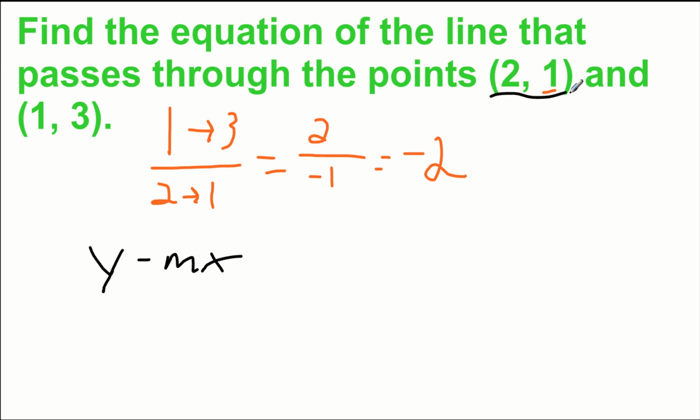So if I use this ordered pair here, my y value is 1 minus m, my slope, that's negative 2, times the x value, positive 2. Multiplication gets done before any addition or subtraction. So negative 2 times 2 is negative 4. So we got 1 minus negative 4.